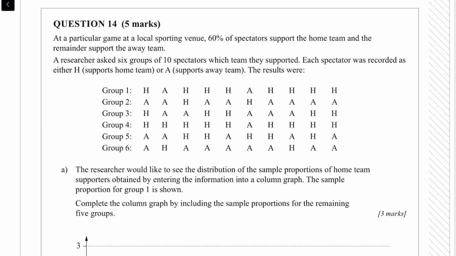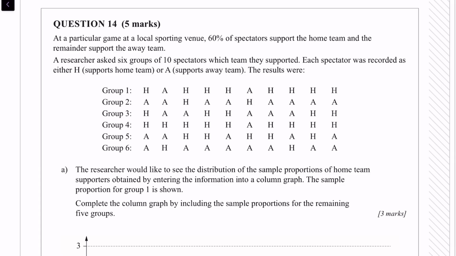Okay, question 14, which is 5 marks. At a particular game at a local sporting venue, 60% of spectators support the home team and the remainder support the away team. A researcher asked 6 groups of 10 spectators which team they supported. Each spectator was recorded as either H, which supports the home team, or A, supports the away team. The results were as follows.